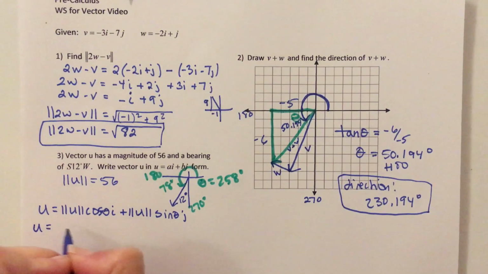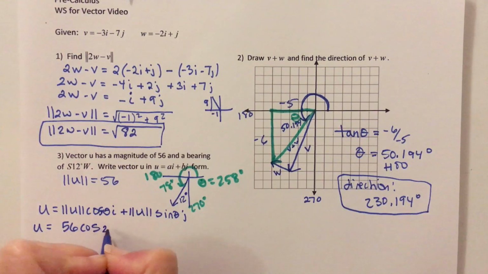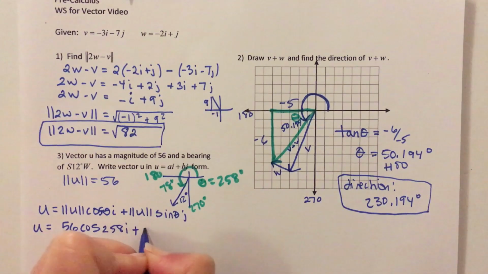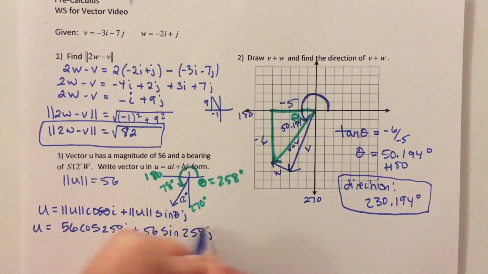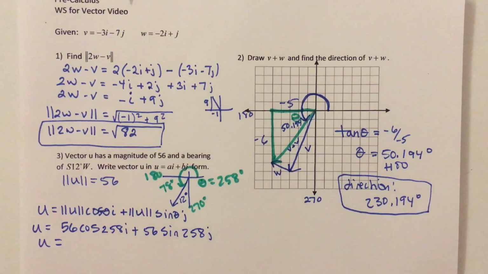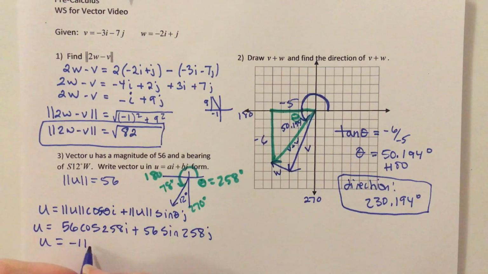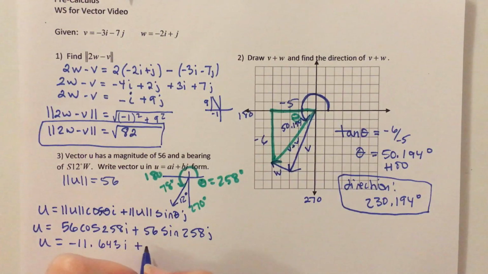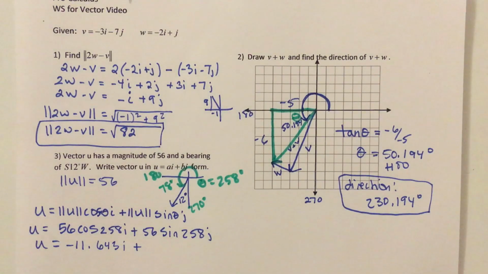So then the rest is pretty straightforward. You do 56 cosine 258 i plus 56 sine 258 j. Because 258 is not one of the unit circle angles, you type this into your calculator, you get negative 11.643 i plus, oh, sorry, that's a minus. Let me get my correction tape.